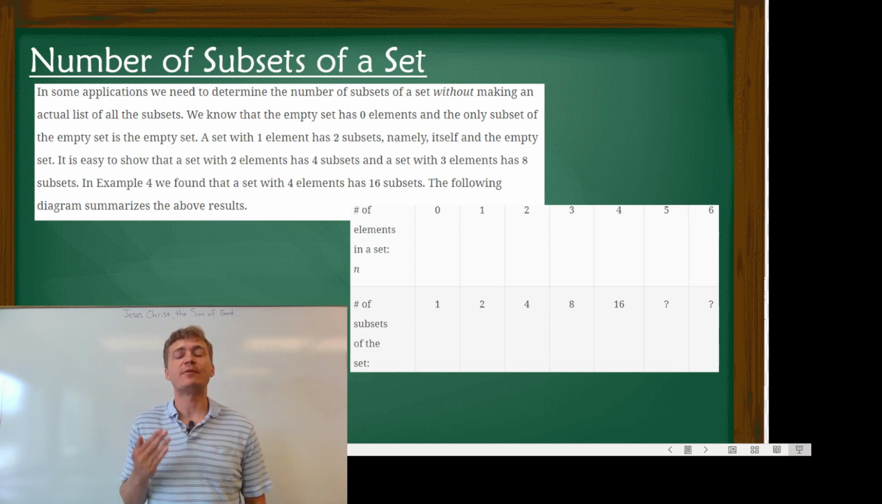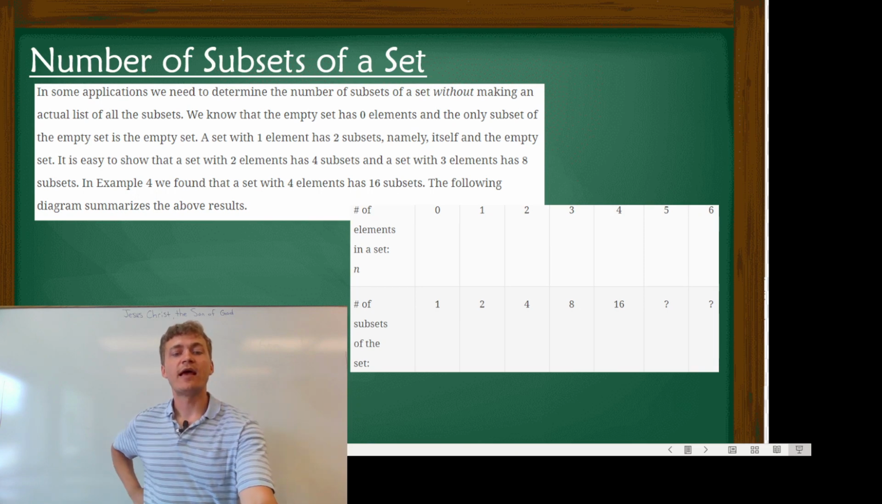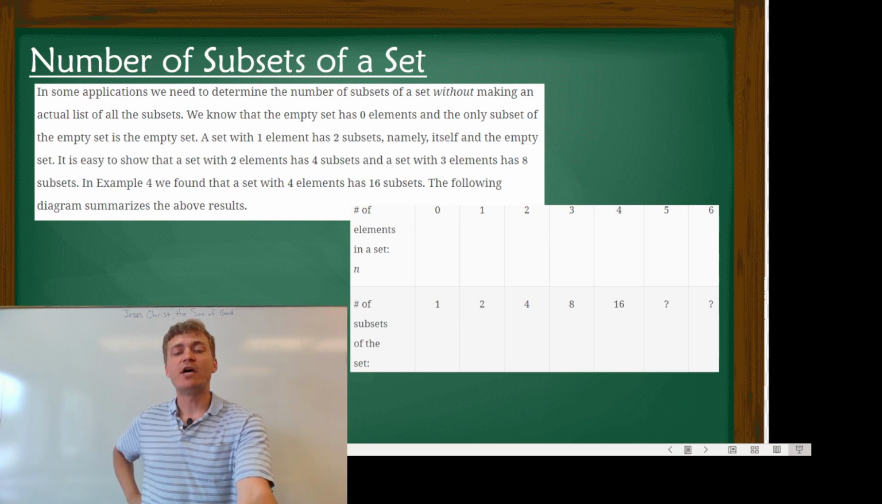Again, it's all about establishing a pattern here. 1 followed by 2, followed by 4, followed by 8. What are those numbers doing? As we increase the number of elements by 1, what do the number of subsets do? Well, they're doubling, right? 1 doubles to 2, 2 doubles to 4, 4 doubles to 8, 8 doubles to 16. If we double 16, what do we get? We get 32. If we double 32, we get 64.